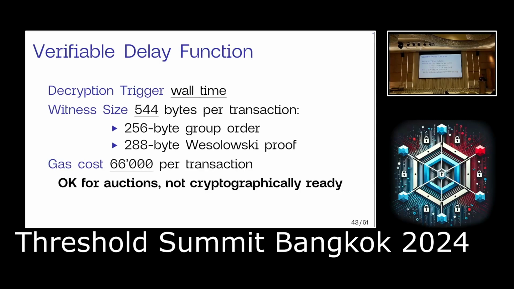And the verifiable delay version of that, so the change is that the time on the clock on the wall is used for the decryption trigger. The witness size goes up as a result of it being RSA 2048. And the gas cost, however, is lower based on benchmarks and to stay consistent with EIP 1108. In principle, this would be okay for auctions, but we know that this is not cryptologically ready because VDFs have not been studied very well, so it's possible that there could be a way to compute them faster than we expect.